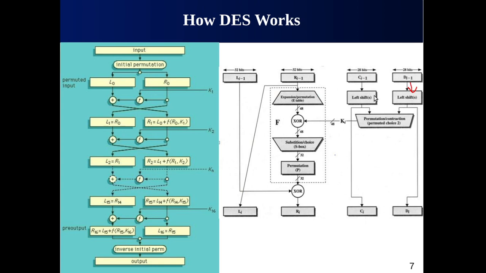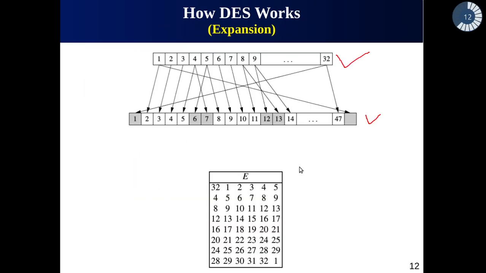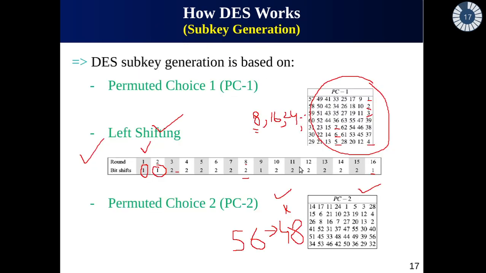And why have we converted the 56-bit into 48-bit? Remember the concept? Because 8 bits were removed, because they are used for parity checking. So that is the concept of the key generation.